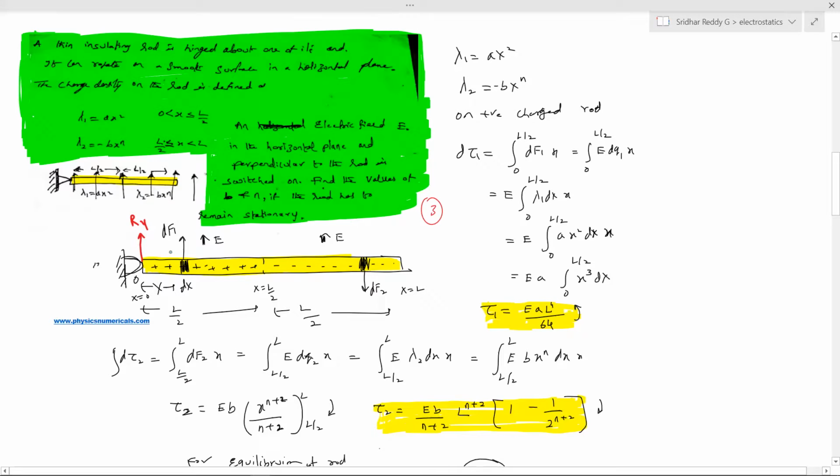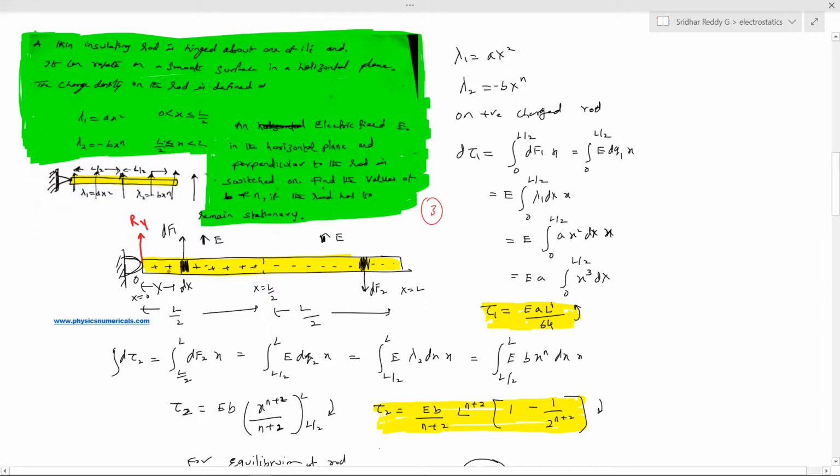Now, what is the method? I'll assume a small element at a distance x from the hinge. This is the hinge. Got it? Once again, I'll write it. Now, what is the torque due to that one?